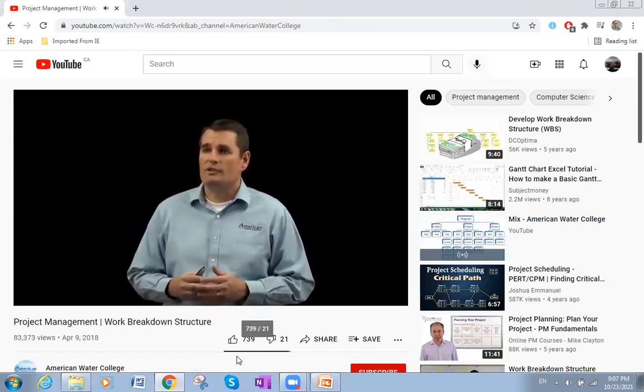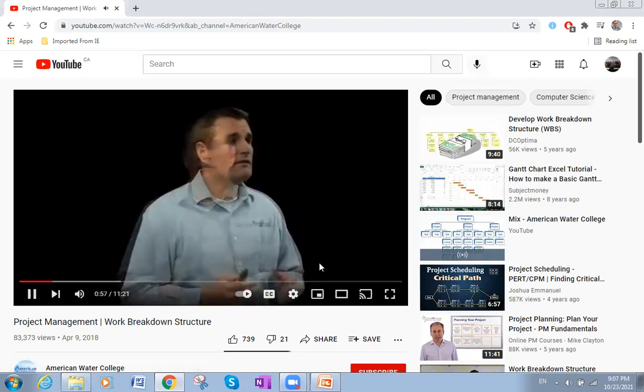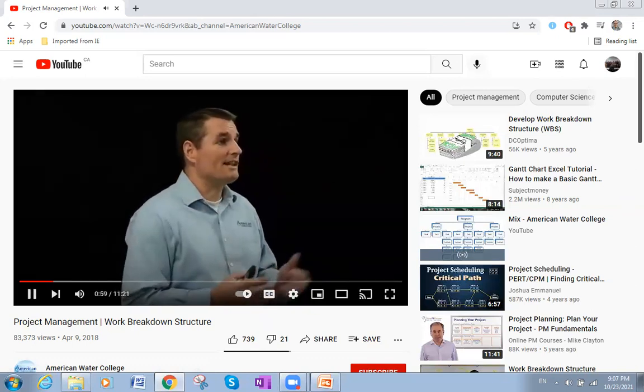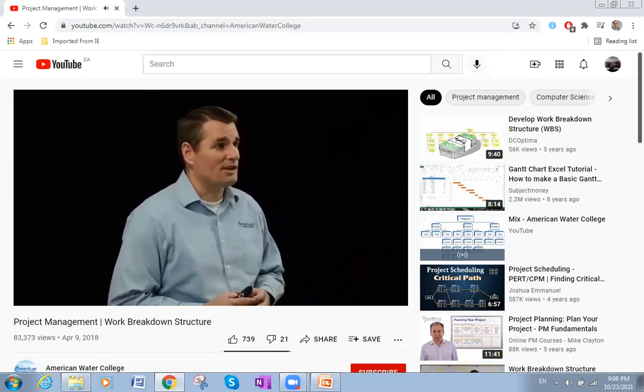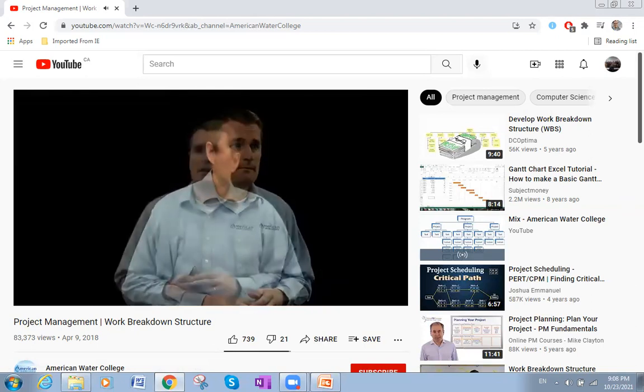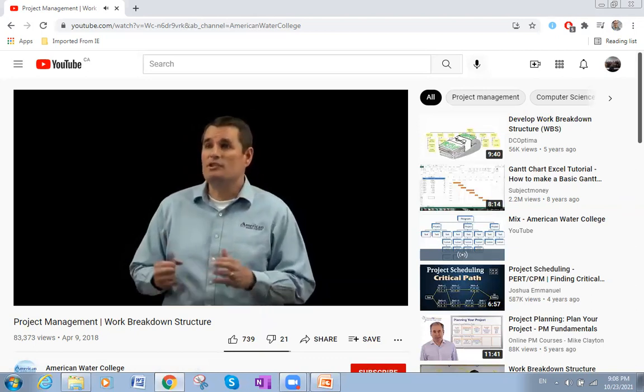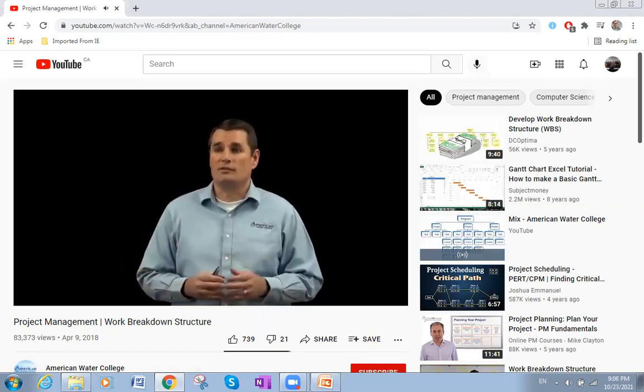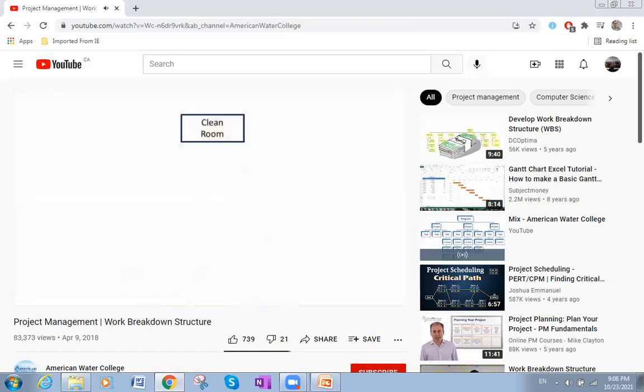The work breakdown structure helps you to see visually all of the components that make up the tasks that ultimately make up the entire project. Well, let's take a look at a simple example of how this might work. I want to use a simple example just to illustrate how the work breakdown structure works. So I'm going to use the project of cleaning my room.